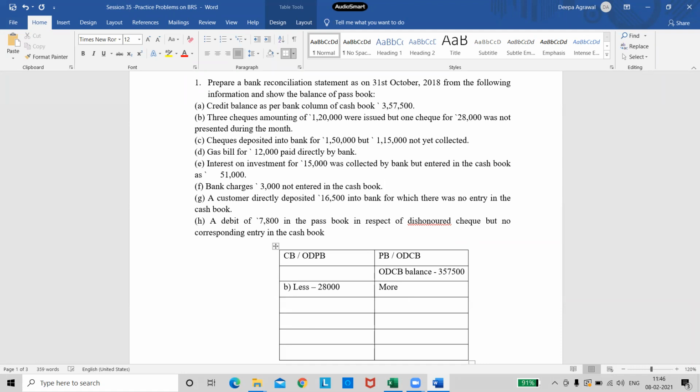That is the C bit. So see the C bit. Checks deposited into bank for 1,50,000, but 1,15,000 not yet collected. So when checks are deposited into bank, again, which book is recording it first? Quickly, you need to answer. When checks are deposited, which book is recording it first? Cash book. Cash book. And will the balance of cash book increase or decrease with this entry?